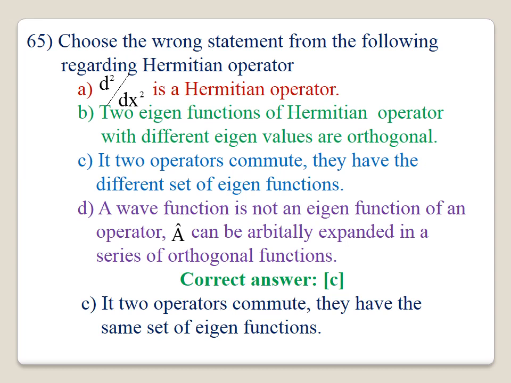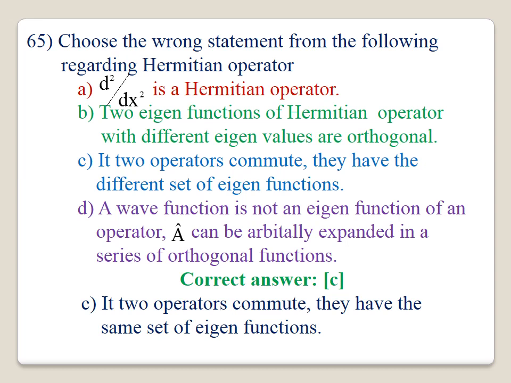65. Choose the wrong statement from the following regarding Hermitian operator. A, d square by dx square is a Hermitian operator. It is correct. B, two eigenfunctions of the Hermitian operator with different eigenvalues are orthogonal. It is also correct. C, if two operators commute, they have the same set of eigenfunctions. It is a wrong statement. Two operators commute only when they have the same set of eigenfunctions.